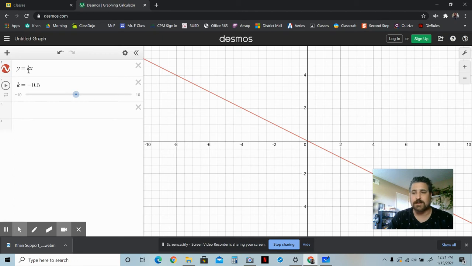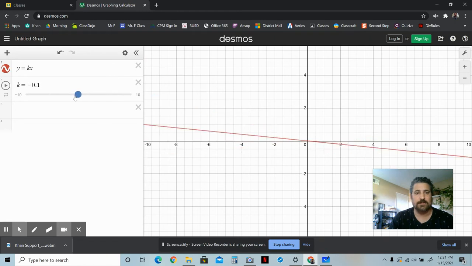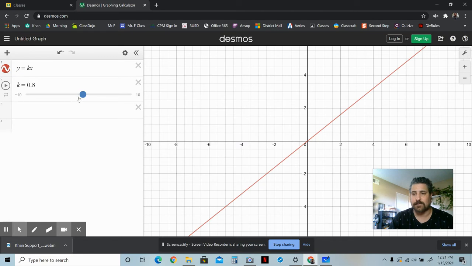The multiplier is the slope. If the slope is negative, the line is going down from left to right. If the slope is going to be 0, then the line is flat, right? And if the slope is positive, the line is going up from left to right.